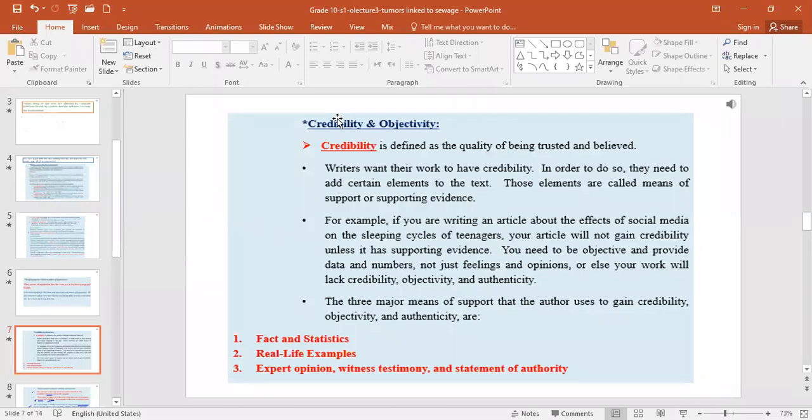There are 3 ways to be credible. They need to add certain elements to the text. Exactly, Ahmed. Like what? Can you see them at the bottom of the screen? What do we need? Facts and statistics. Thank you. Yes. Real life examples, expert opinions, and statement of authority. Exactly. I need to add those or at least 2 of those in order for my essay or piece of writing to be credible.